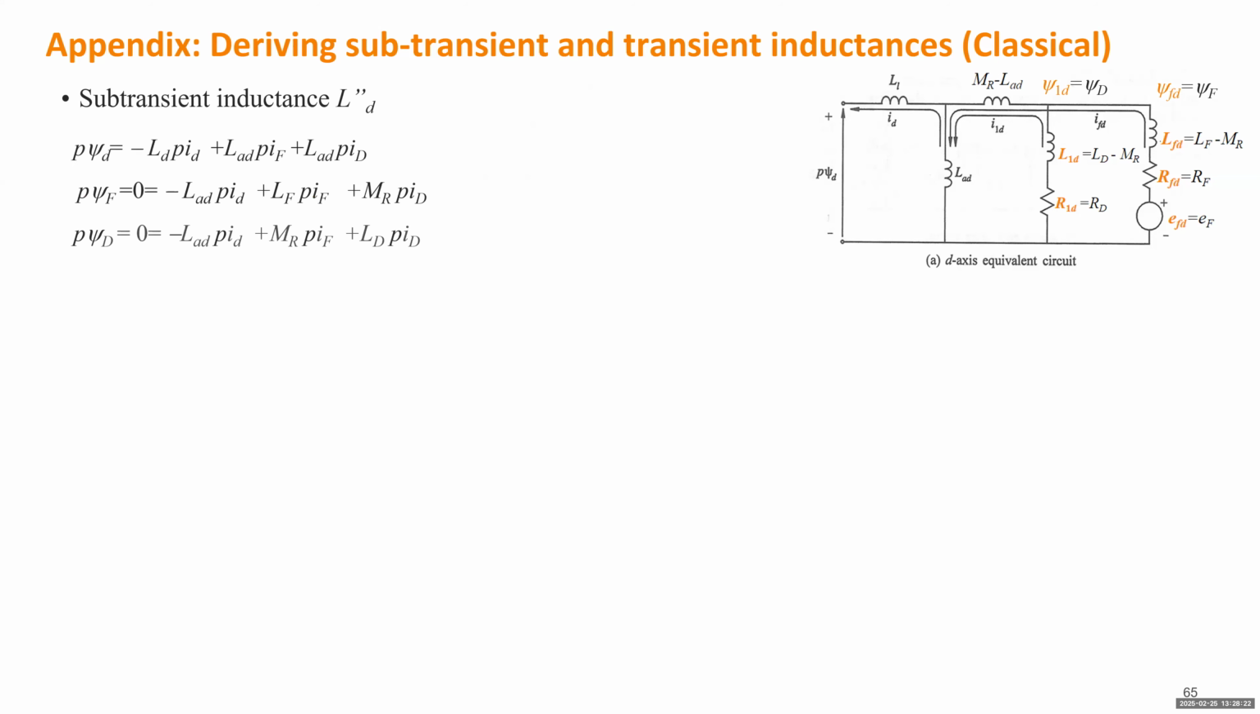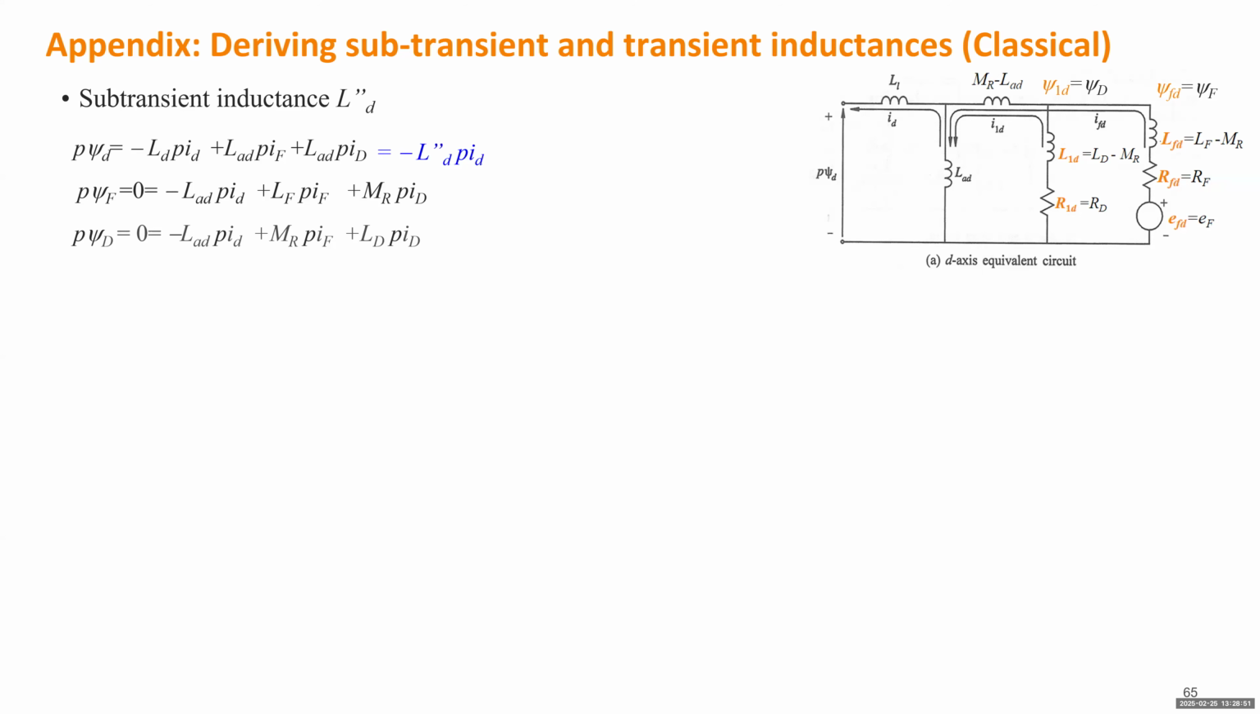For example, let's just prove Ld double prime. We start from those three flux linkage equations. Only those three equations are related to Ld double prime. I can ignore the other equations. So from those three equations, I'm just assuming the flux linkage in d will be proportional to the current change. So this one will represent the equivalent inductance, right?